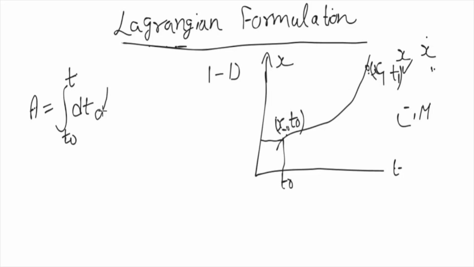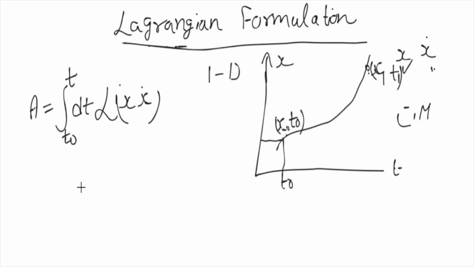And on what does it depend? It depends on every point along the trajectory. It means it depends on the position along the trajectory and on the velocity along the trajectory. So the action is the integral of dt times the Lagrangian L of x and x dot, where the Lagrangian is a function of position and velocity.